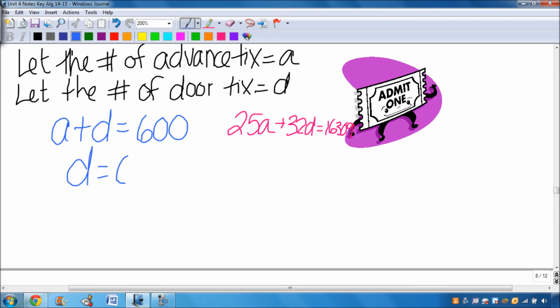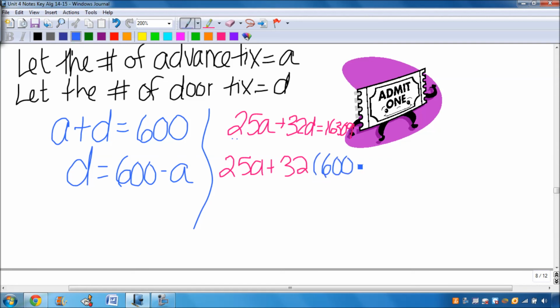So I'm going to subtract the A from both sides and isolate the D. So I get D equals 600 minus A. So now all I have to do is every time I see a D in this equation, I'm just going to plug in 600 minus A. So I end up getting 25A plus 32 times 600 minus A equals 16,309. Okay? Then I just go through and solve it like a regular equation.